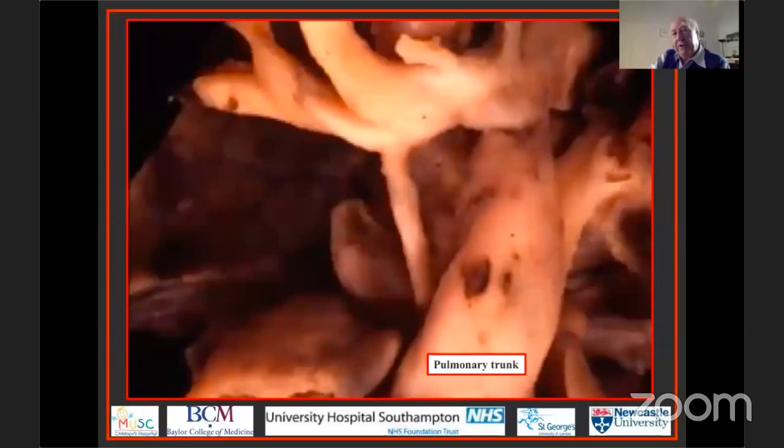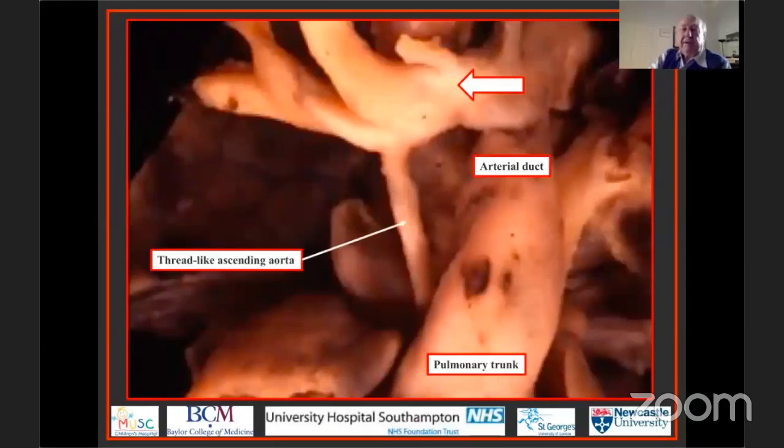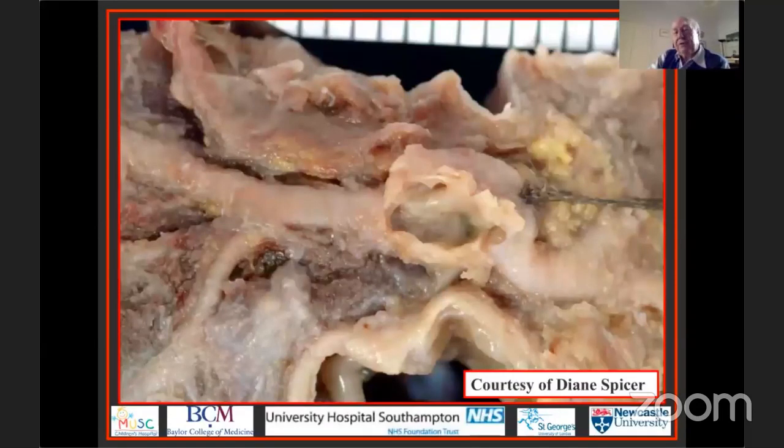The pulmonary trunk is coming out of the right ventricle. It's continuing via the arterial duct and feeding the descending aorta. The blood then comes retrogradely into the aortic arch. Then it comes back down through the thread-like ascending aorta and feeds the coronary arteries.